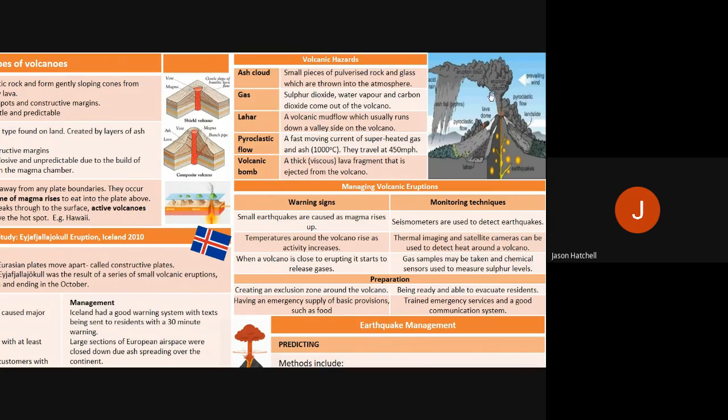Essentially there is nothing stopping these unless the slope dies down, and these can wipe out anything in their path. If you think about a windy day in the UK where wind is 60 miles an hour, these are coming down a mountainside at 450 miles per hour. So these are very, very destructive. And they're just two of the hazards that volcanoes can create.